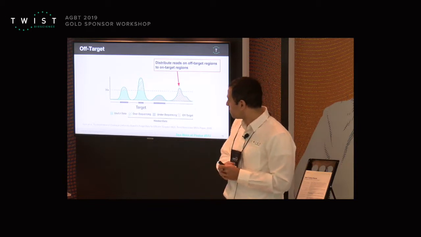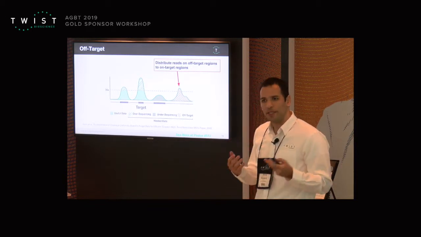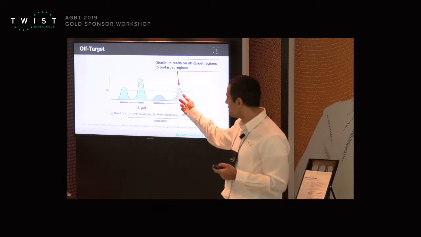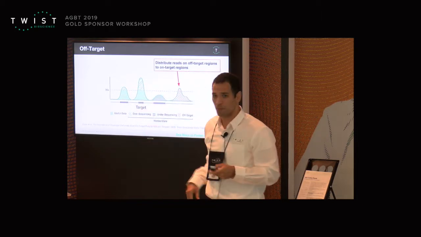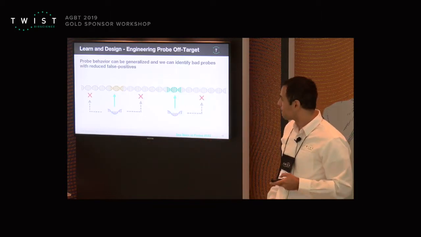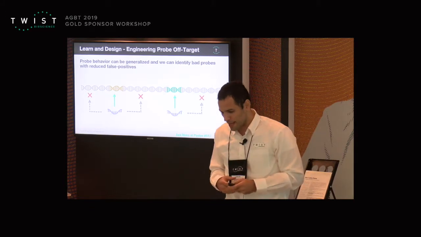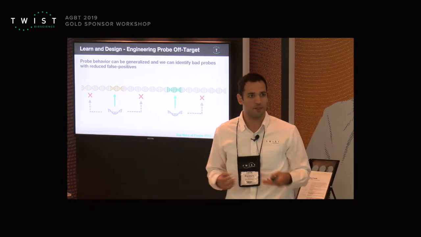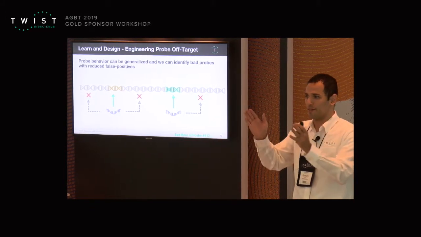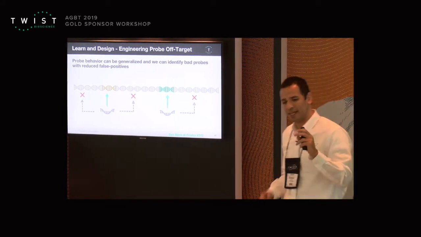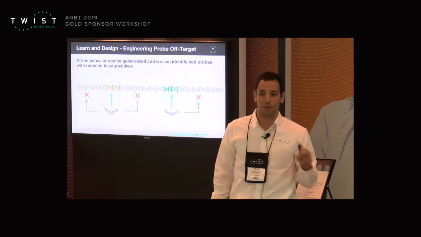The next question is off target. How do we deal with off target? How do we handle that? How do we take these reads and distribute them to these places so you need less sequencing? Usually the strategy for that is just to remove bad probes, right? You look at the repeat masker or something and say, all right, this is on a repetitive element, let's get rid of that probe, but that doesn't always mean that you get rid of the off target.